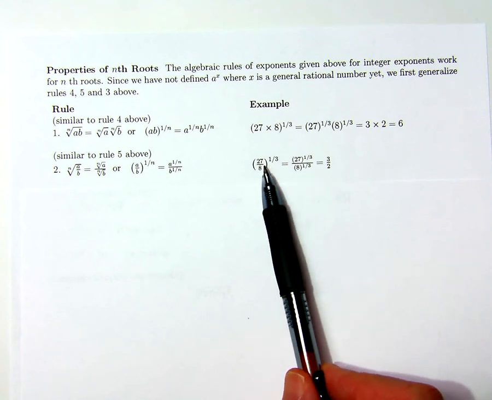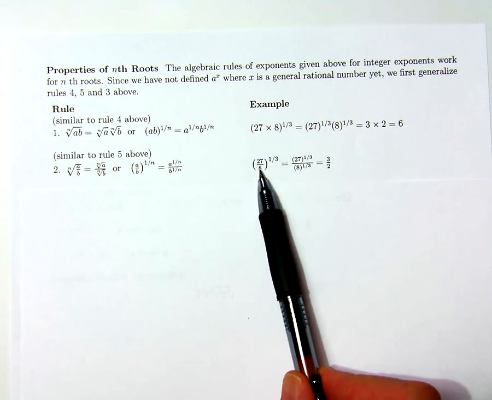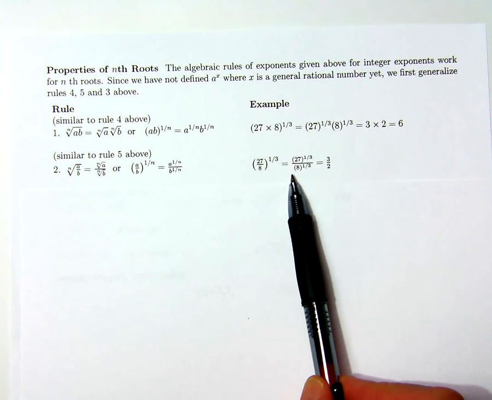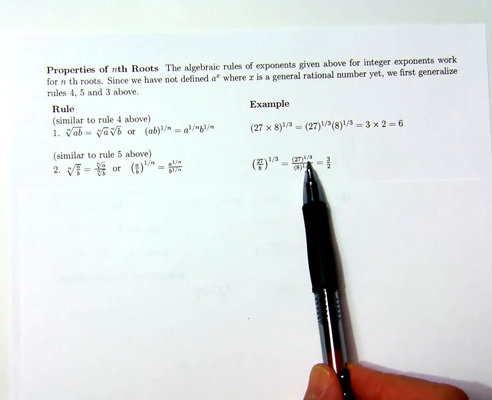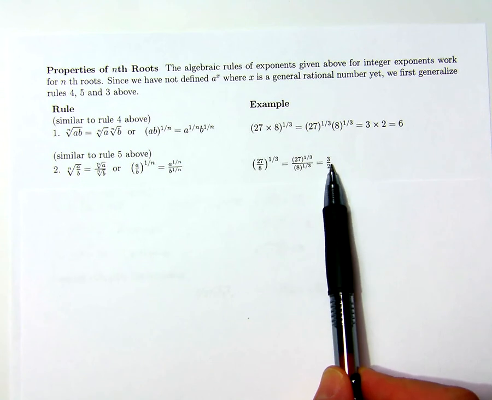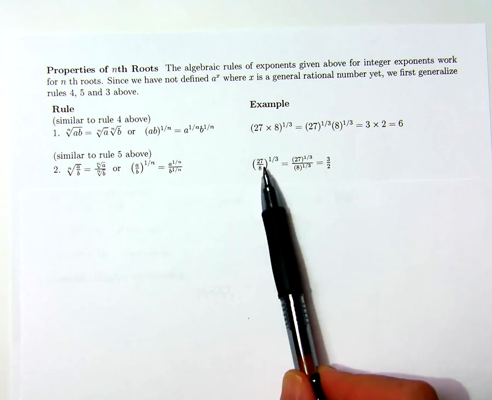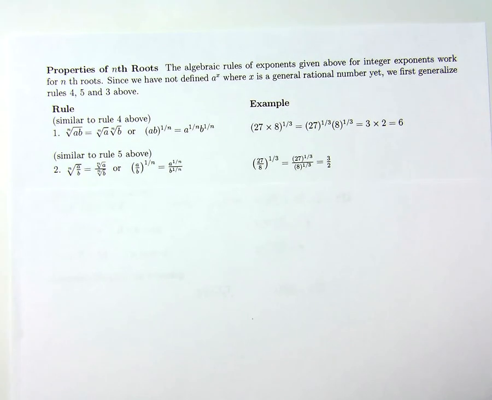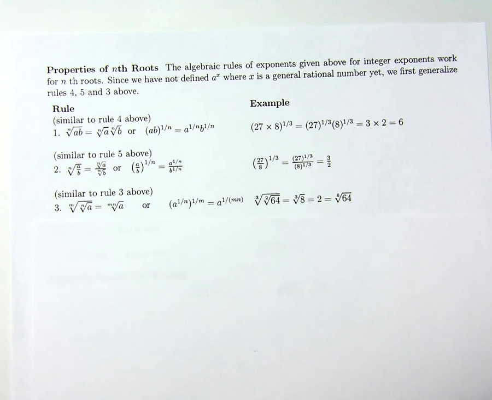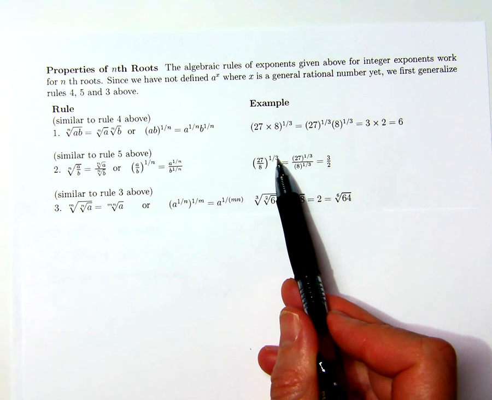So if we take (27 over 8) to the 1 over 3, that should be equal to 27 to the 1 over 3 over 8 to the 1 over 3, and that's equal to 3 over 2, and you should check that 3 over 2 is indeed the cube root of 27 over 8 by cubing 3 over 2. You should find that that's equal to 27 over 8. The general proof is similar, except instead of a particular number, you use a over b and 1 over n here.